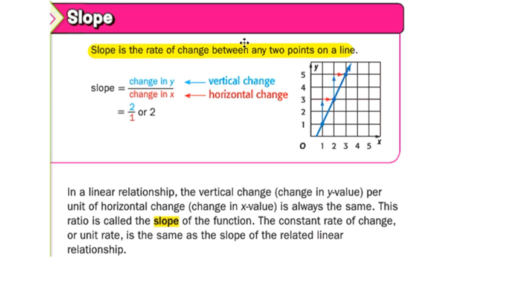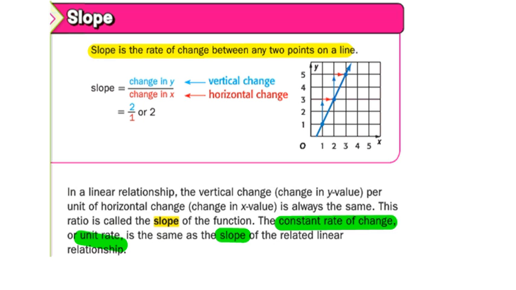In a linear relationship, the vertical change, or the change in y value, per unit of the horizontal change in x value, is always the same. So that means it's always going to be equal. This ratio is called the slope of a function. The constant rate of change, or unit rate, is the same thing as slope. So these three words basically mean the same thing.